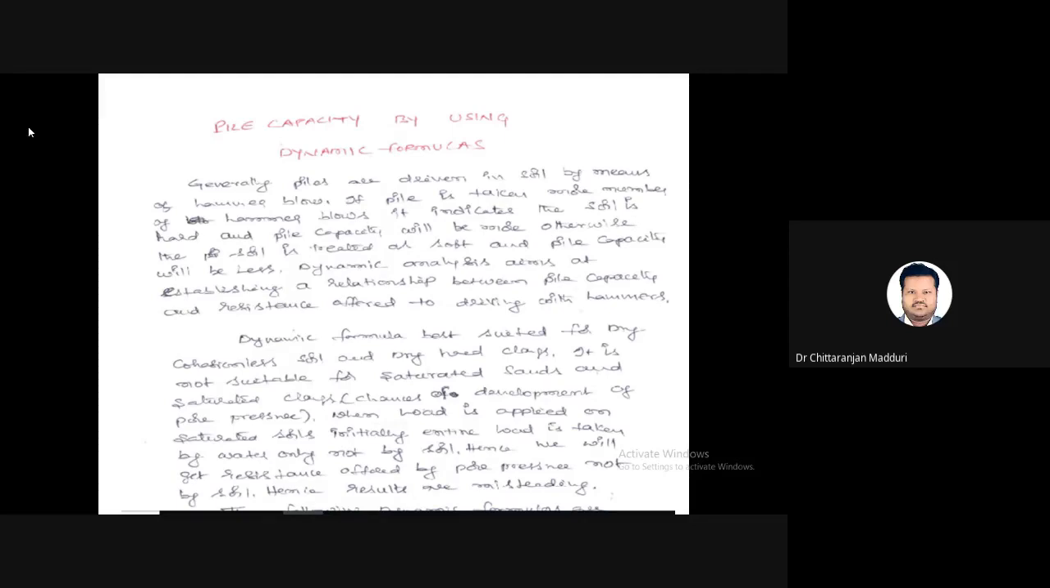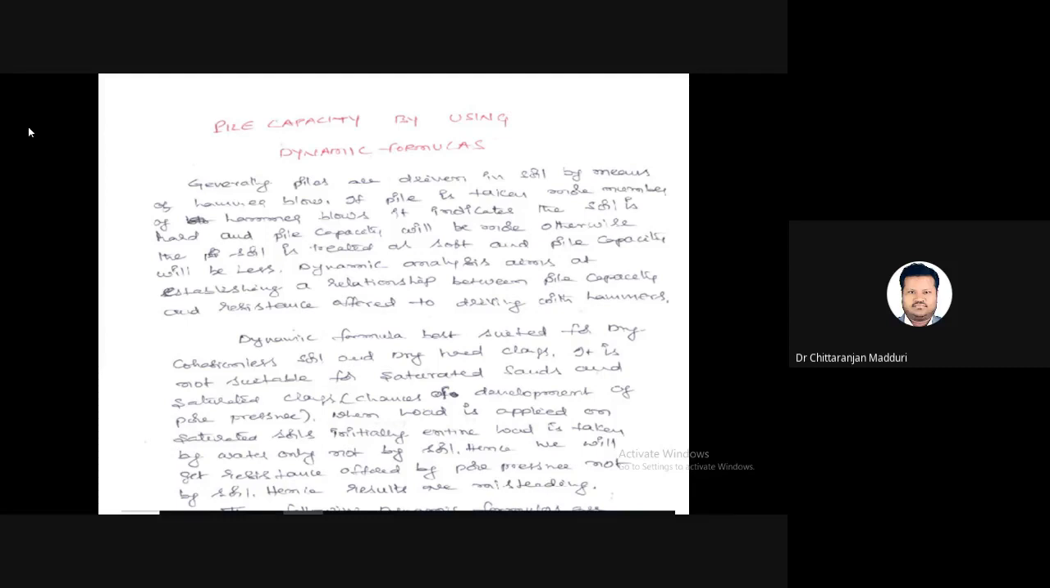So dynamic analysis aims at establishing a relationship between pile capacity and resistance offered to driving with hammers. So the resistance offered by the soil against the driving of the pile. If the soil resistance against the driving of the pile is very less, that means it has taken less number of hammer blows, it indicates the pile capacity is less. So dynamic formula is best suited for dry cohesionless soil and dry hard clays.